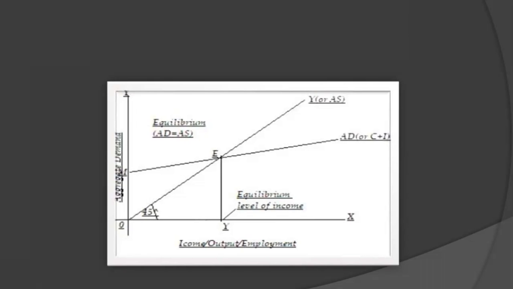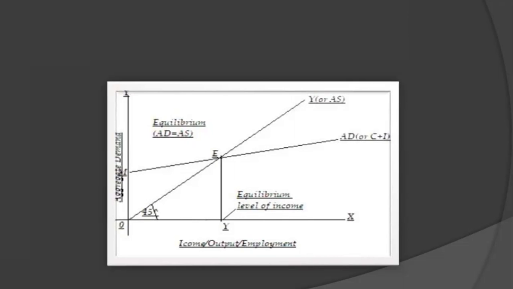Actually, what happens when the income is zero? For example, I will give you a schedule. Income is zero, consumption is 40, saving is minus 40, investment is 40. So AD equals 80 and AS equals 0. So AD is greater than AS. If the income is 100, consumption is 120, saving is minus 20, investment is 40.